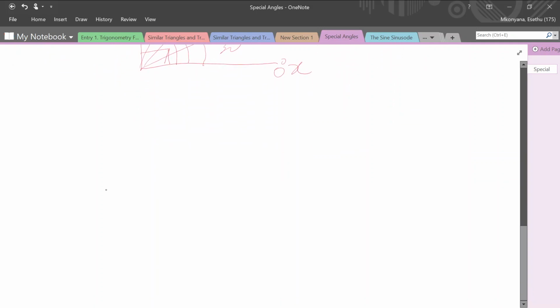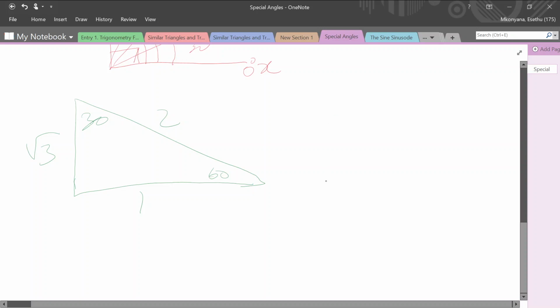There's triangle number 1 that we looked at. This is the one with 60 and 30, with sides 1, 2, and 3. And then we'll also look at another one. This is the one with 45 and 45, with sides 1, 1, and 2. Right. And then this is the opposite side, this is the adjacent side, and this is the hypotenuse side.